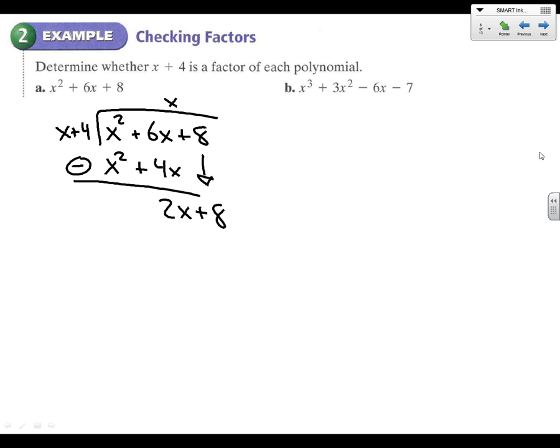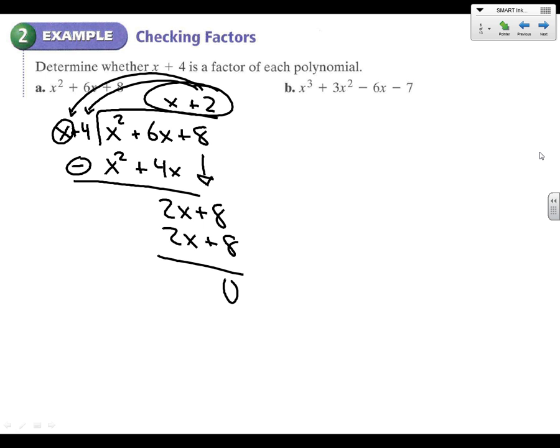And let's start all over. 2x divided by x, remember, leading term out here is 2. Distribute back in. 2x, and 2 times 4 is plus 8. And look at this. We're going to get 0 down here. No remainder at all. X plus 4 is a factor. It is a factor.